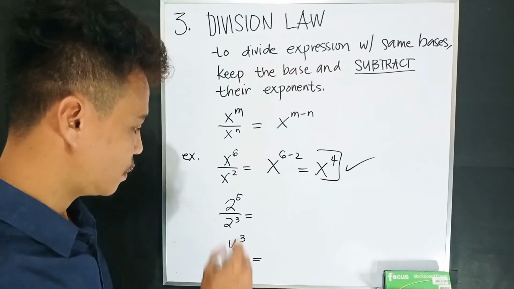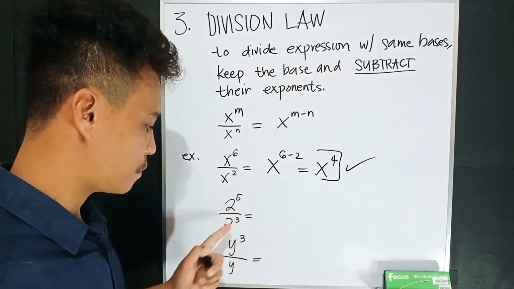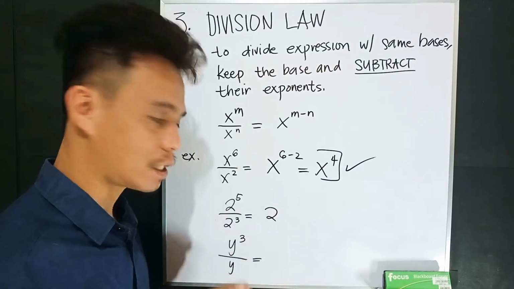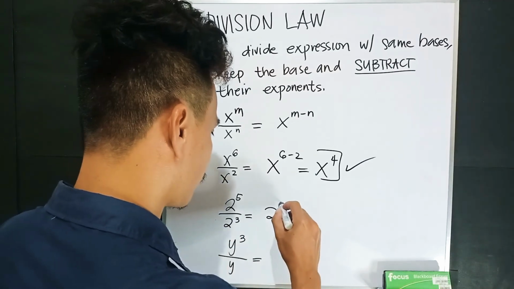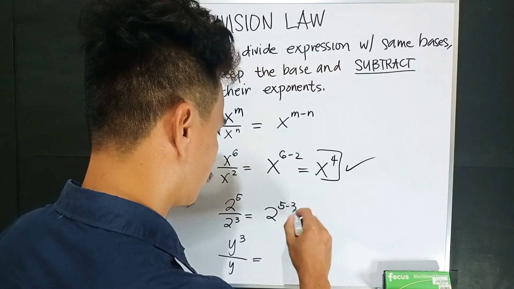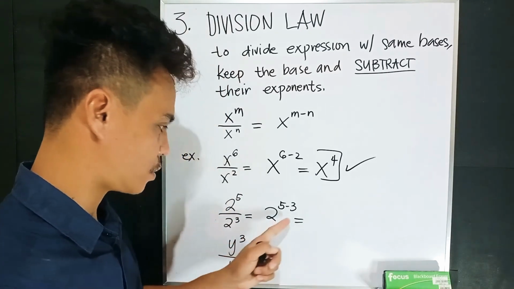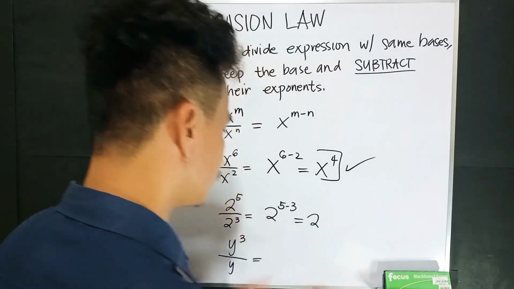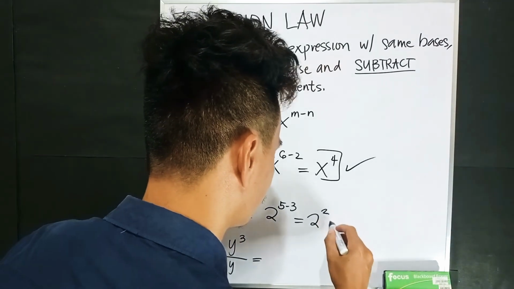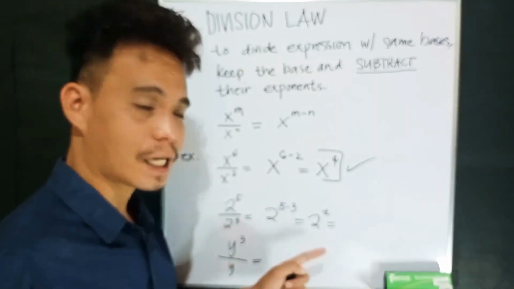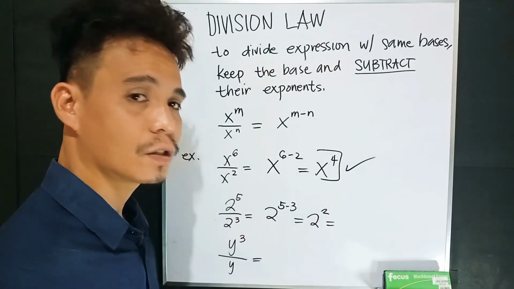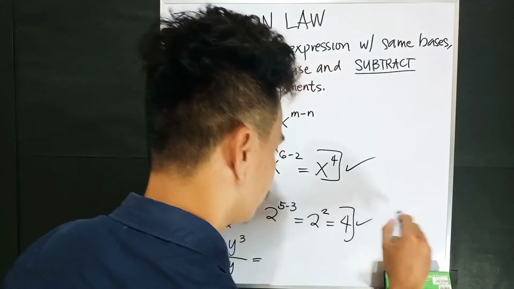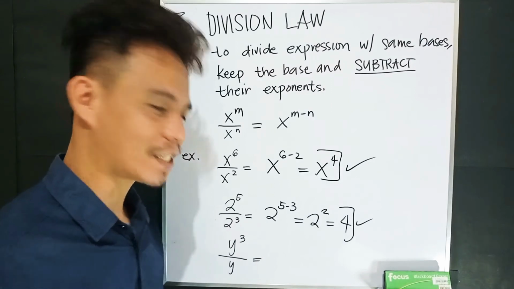Another example, 2 raised to 5 over 2 raised to 3. So just keep the base, kopyahin lang natin yung base natin which is 2, and subtract their exponent. Okay, so 5 minus 3. I hope nasundan. Then, this is 2 raised to 5 minus 3 is 2. Then, simplify our answer. 2 squared is 2 times 2. So, therefore, this is 4. Okay, so madali lang siya.